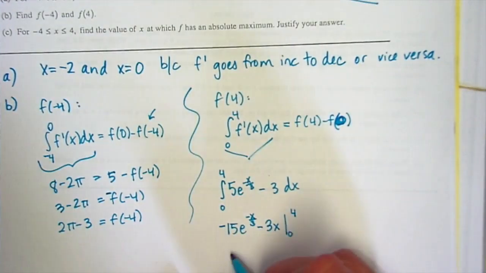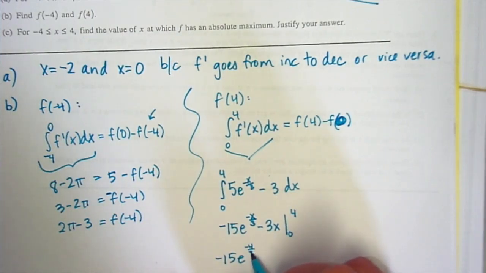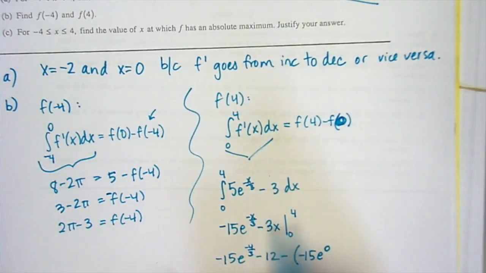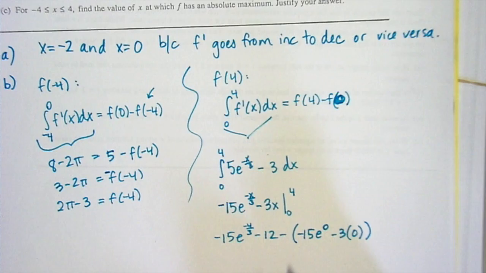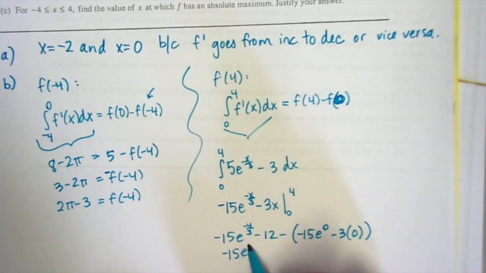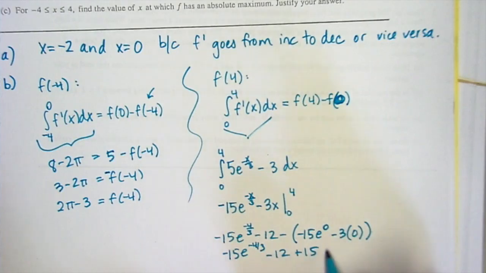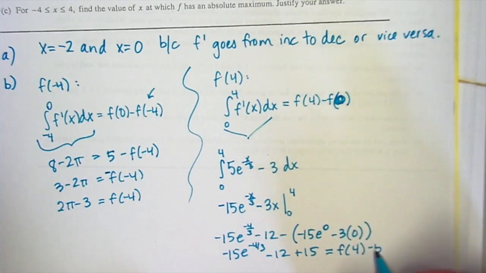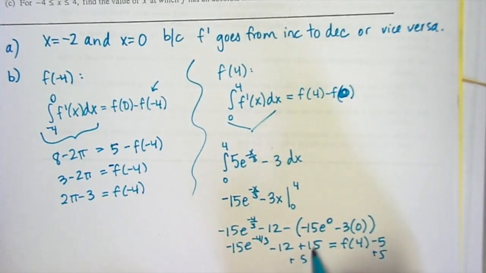Okay, and then I'm going to do negative 15 e to the negative 4/3 minus 12 minus, in parentheses, negative 15 e to the 0 minus 3 times 0. Okay, be very careful with these outside parentheses here. So I've got negative 15 e to the negative 4/3 minus 12. This is plus 15. And all of that is equal to f of 4, which is my variable, minus 5. Okay, so now I'm going to add 5 to both sides. I get 20 minus 12 is 8. So it's negative 15 e to the negative 4/3 plus 8. That's my answer for f of 4.